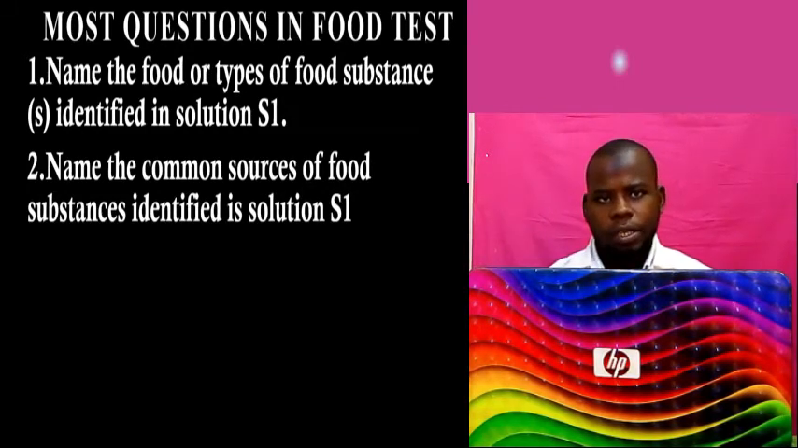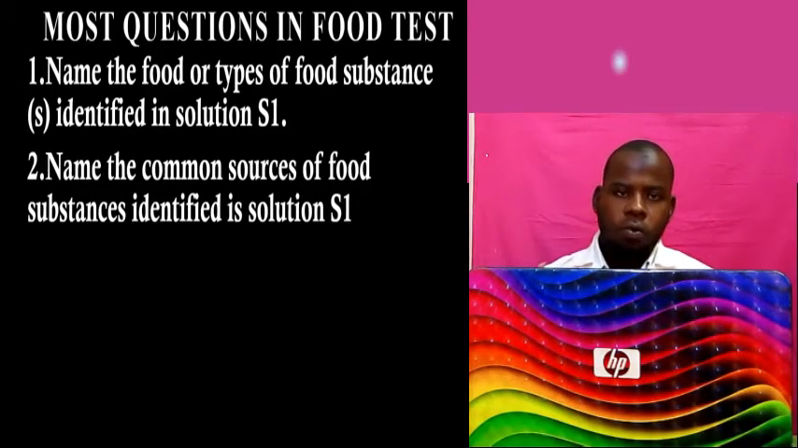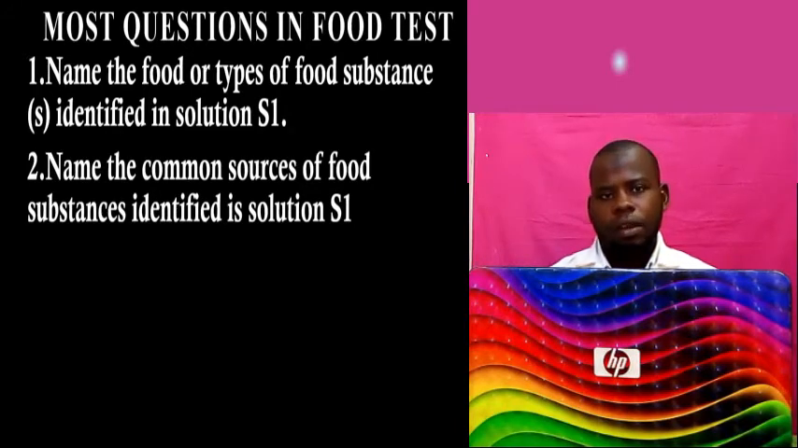Why do you eat an orange, a fish, cassava, different foods? So we need the common source. Where starch is found, where proteins are found, and where can we get lipids. That is the meaning of the question: name the common source of food substance identified in solution S1. That is a very important question you have to understand. As a student of Form 4 and Form 6, you have to understand this question.